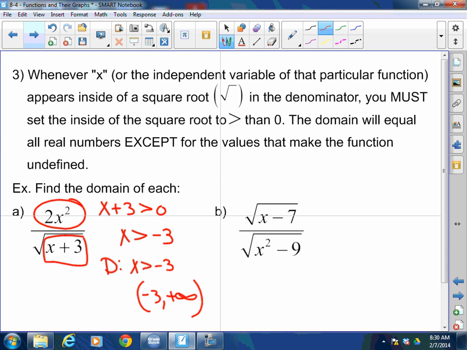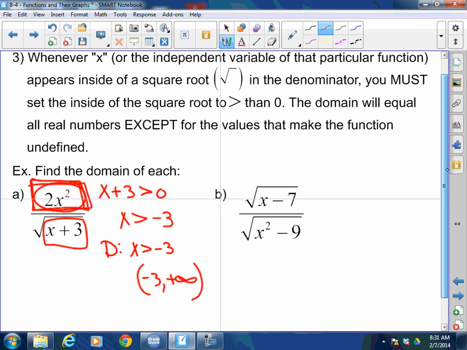Why would I have another restriction? This is not in a square root. That is not a restriction. If it's not in a square root, I already said, do you have to worry about the numerator? No.